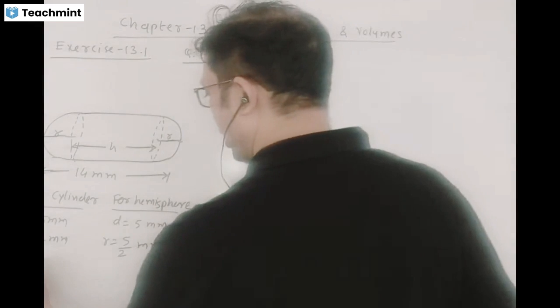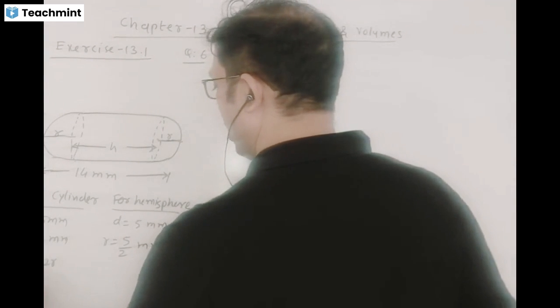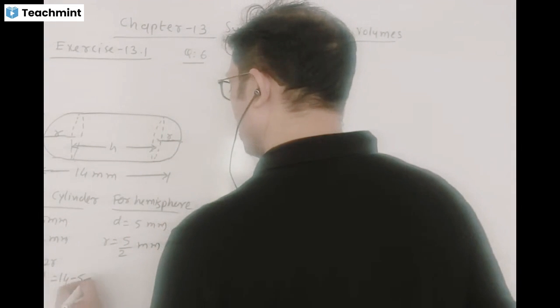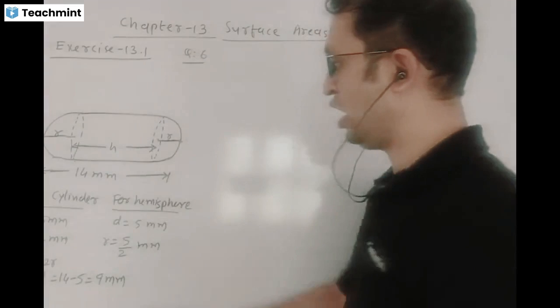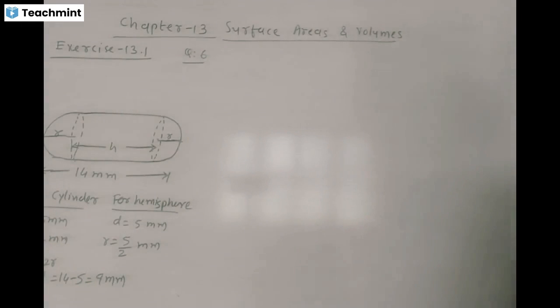14 minus 2r. 2r is equal to d. 14 minus d, that is equal to 14 minus 5, that is equal to 9 millimeter. 9 millimeter is the height of the cylinder. Therefore, now find the surface area of a capsule.